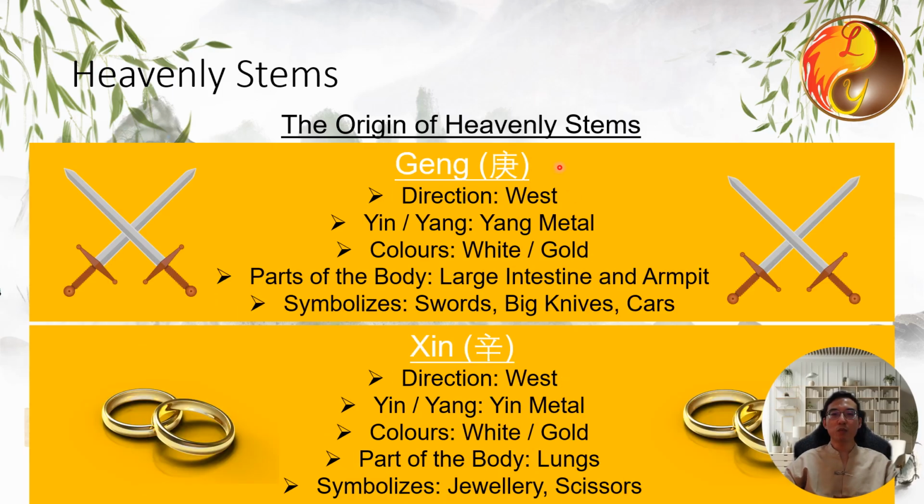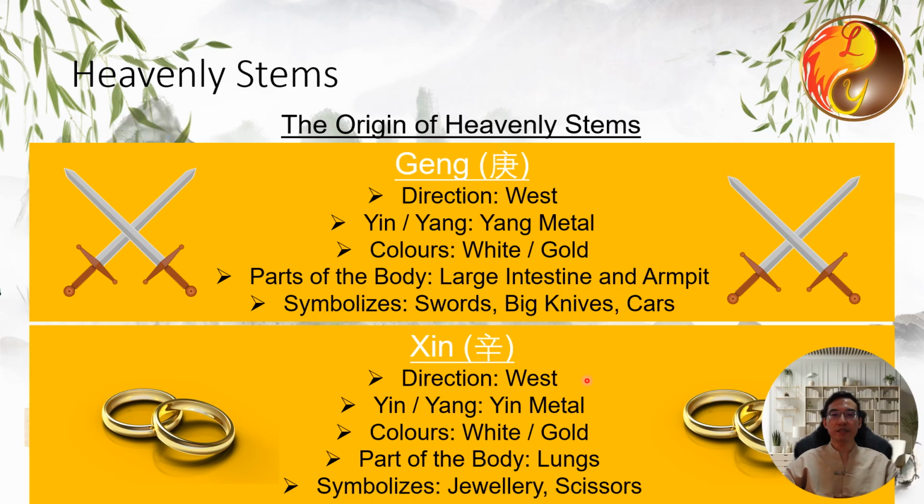Geng represents the west, and is associated with yang metal. Its color is white and golden. In software, it is often represented by yellow, but in reality, it is actually white. All white items belong to metal. It corresponds to the large intestine and armpits in the human body. Large metallic objects such as swords and big knives are considered Geng metal. Its range also includes large metal items such as cars, which also fall under Geng metal.